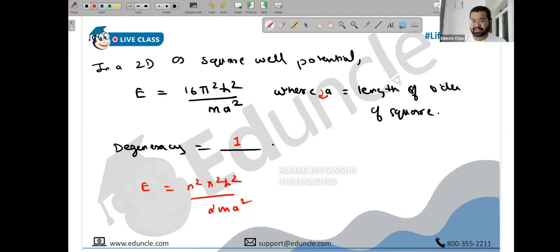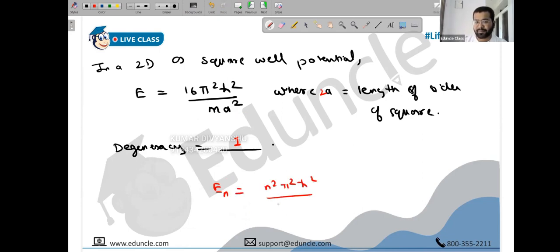And listen, the question is easy this time. What I'm saying is, if I had mentioned for example that 2a is the length of the square, here you don't have to do anything. But when you write the general formula, you have to take n square pi square h square upon 2 m L square. So L is 2a actually, so 2a the whole square. And this is how you get energy. But anyway, right now they have given us a as the length.